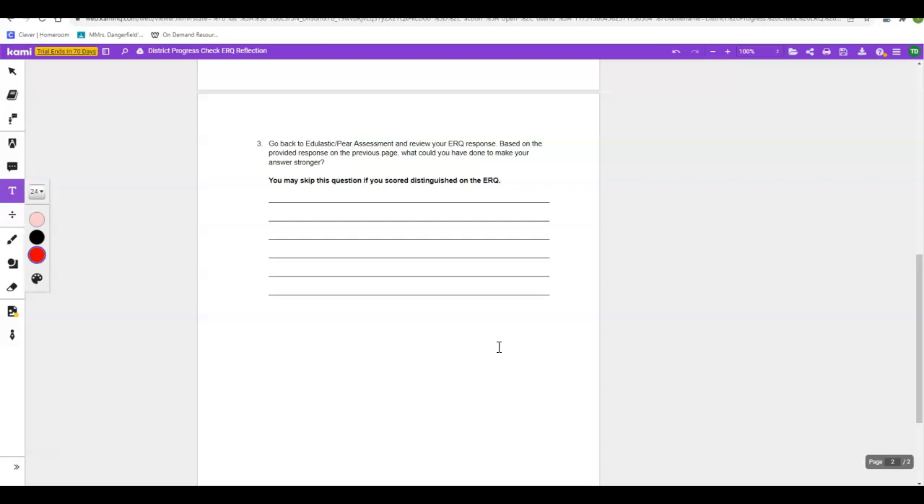If you scored a distinguished on the ERQ on question number 16, that means you got 4 out of 4 points. You may skip this question.